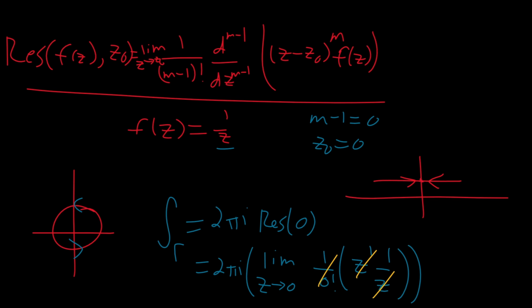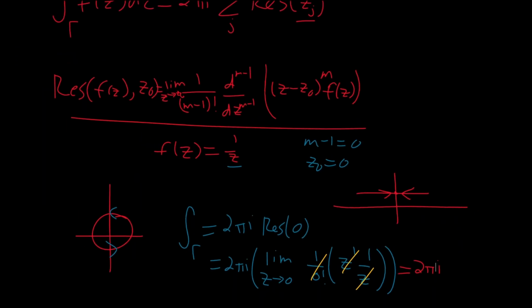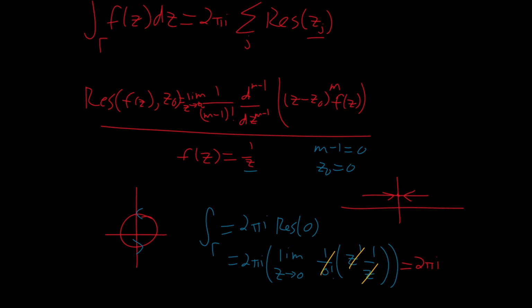What we have right here is just, it's still going to be 1. So this right here is just going to be equal to 2 pi i times 1. So it's just 2 pi i. So that right there is the basics of complex analysis, an introduction to the residue theorem.